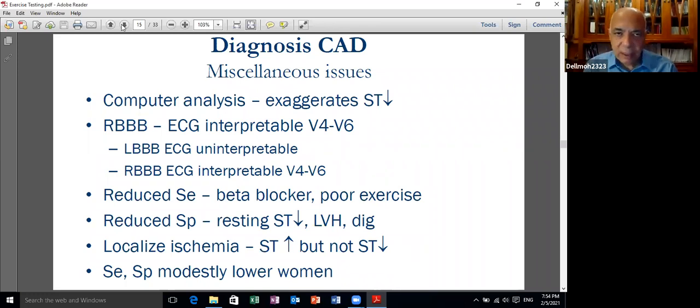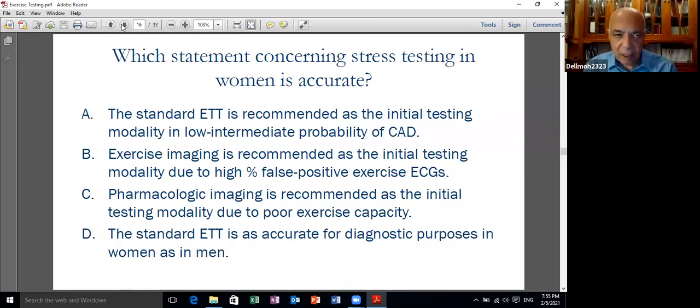So to women, let's answer this question. Which statement concerning stress test in women is accurate? A, standard exercise treadmill test is recommended as the initial test modality in low intermediate probability of coronary artery disease. B, exercise imaging is recommended as the initial test modality due to high incidence of false positive results with exercise ECG. C, pharmacological imaging is recommended as the initial testing modality due to poor exercise capacity. And D, the standard exercise treadmill test is as accurate for diagnostic reasons in women as in men.